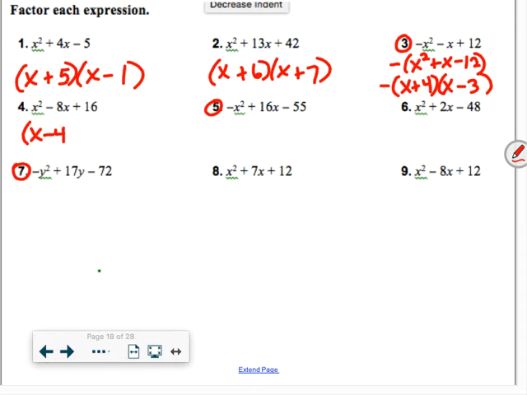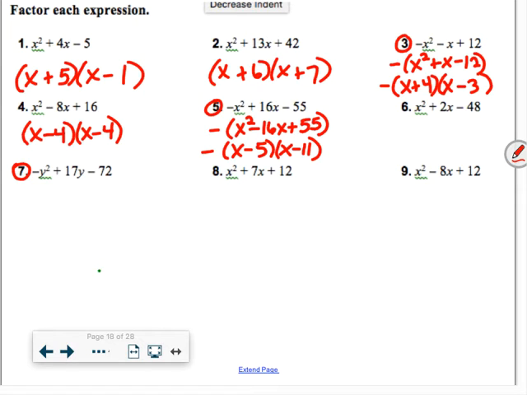Start. Keep working, but just check them. Number 4, I got x minus 4 times x minus 4. Did you get that? Number 5, I have to first factor out the negative. Okay, remember that. If the leading coefficient is negative, then this is x minus 5 times x minus 11.